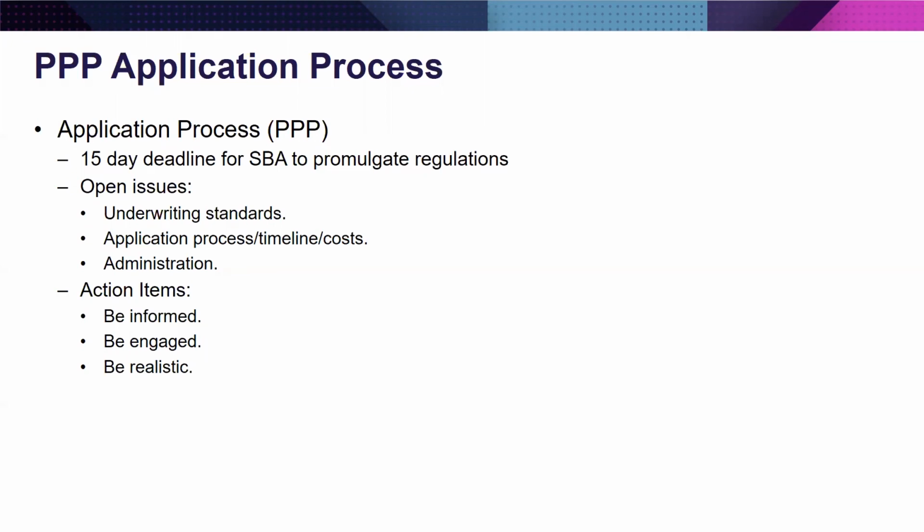On the action items, it's important that we stay informed. It's also important that we stay engaged. And finally, to be realistic. I think that there's going to be a backlog here, right? The scope of this is large. A lot of businesses qualify. There's a significant need, and we don't have the infrastructure through the SBA process to accommodate that. And so we need to be realistic as to how quickly this money will actually be forthcoming, and what's available. And so that's an important thing that we just need to keep our eye on.